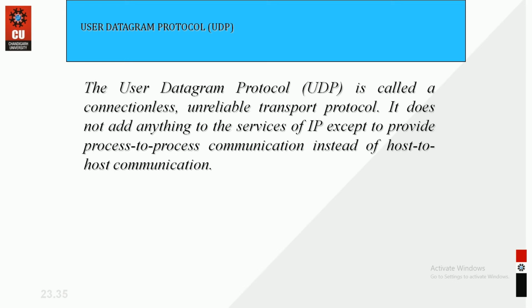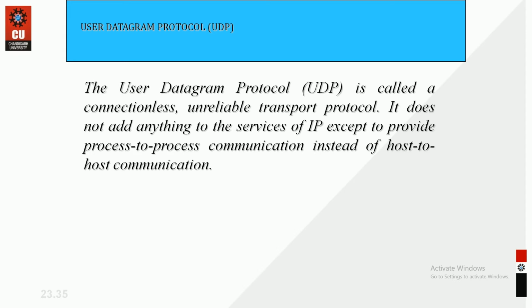Now the User Datagram Protocol is a connectionless unreliable transport protocol. It does not add anything to the service of IP except to provide process to process communication instead of host to host communication. Now this is a very important line. It is connectionless. I hope you understand the term connectionless. Let's say we have a source and a destination. The source will flood the packets with the destination address. Which path it will follow hardly matters. Every packet is free to follow its own path as per the current requirement.